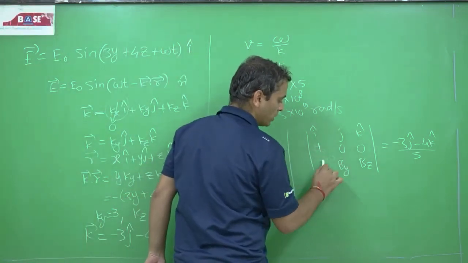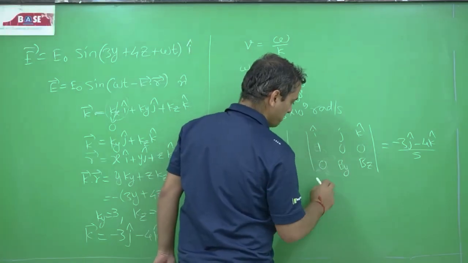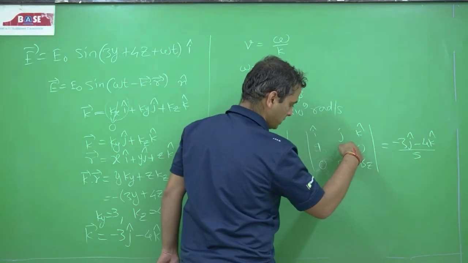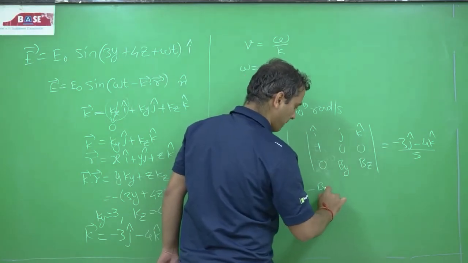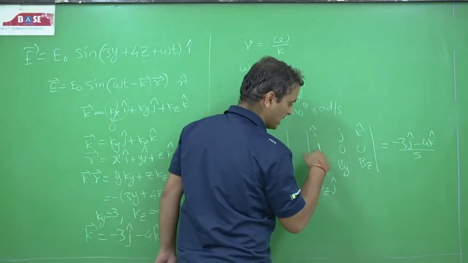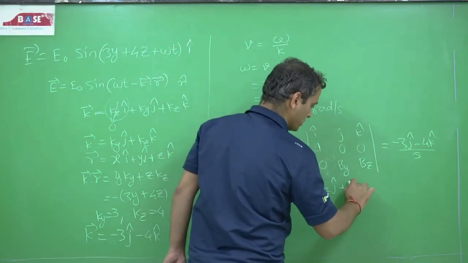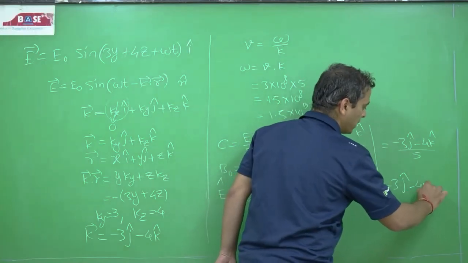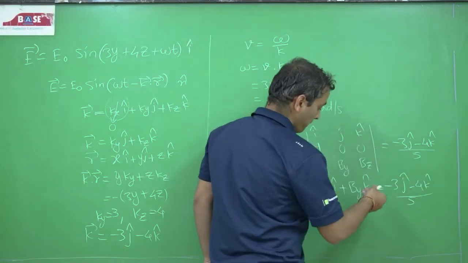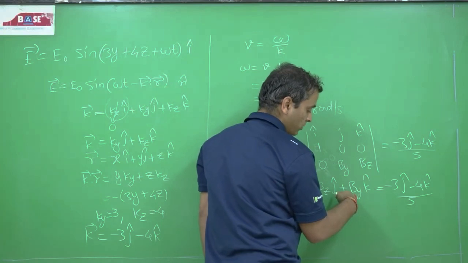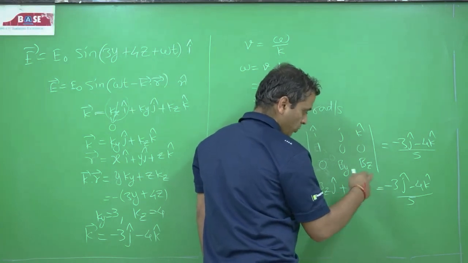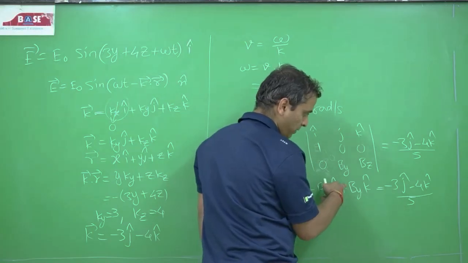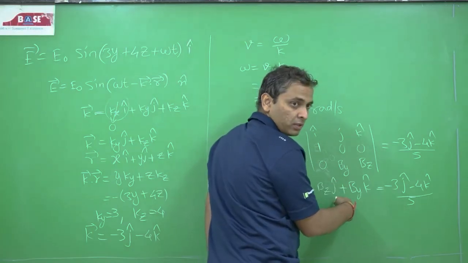Well, I'll substitute 0 here itself. So we can write, this will be i cap into 0 minus 0, nothing, minus j cap into Bz minus 0. So minus Bz j cap and then plus k cap into By minus 0. So plus By k cap. That should be minus 3j cap minus 4k cap divided by 5. Besides, root of Bz squared plus By squared will be equal to 1. So we can tally both the sides. Turns out Bz will be 3 by 5 and By will be minus 4 by 5.